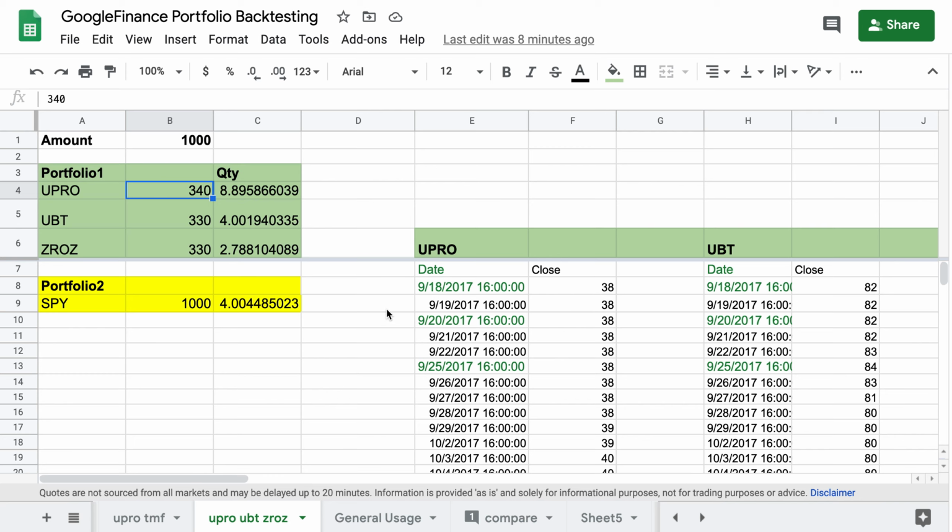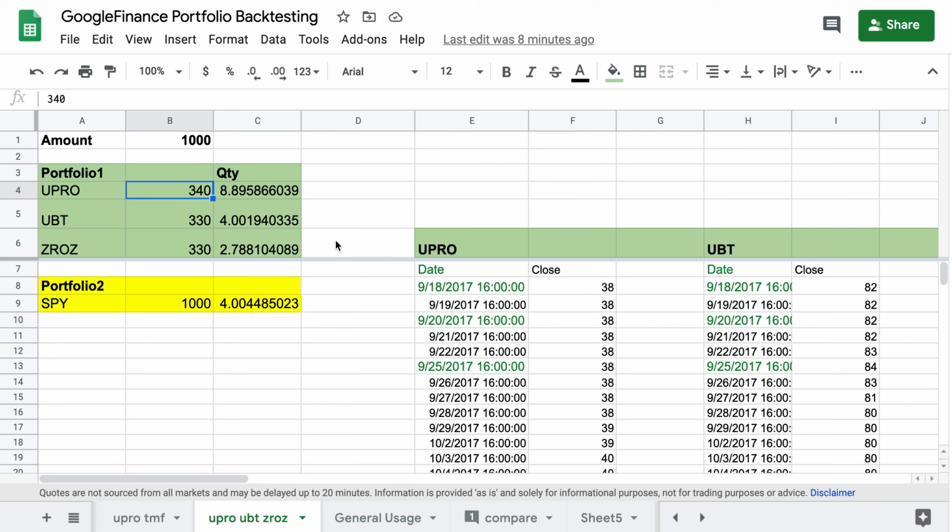Now, what portfolio backtesting basically is, you just want to check that if you had put $1,000 a few years ago in a particular portfolio, how it would have performed through the years.